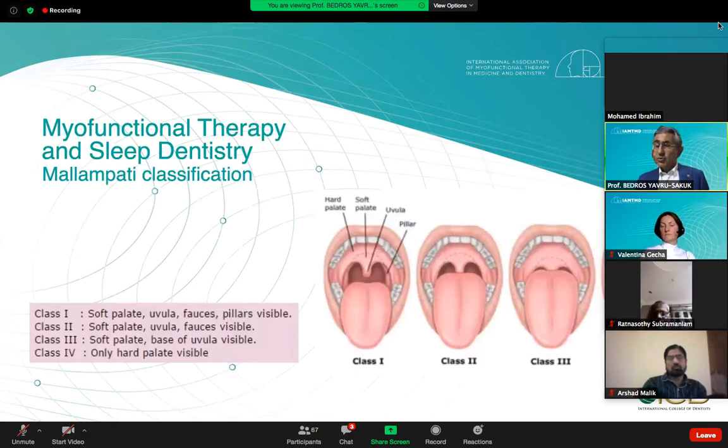As you know, there is a classification for the throat obstruction with the Mallampati score from class 1 to class 4, based on the degree of visibility of the hard palate, soft palate, uvula, and the pillars, beginning from normal view of the throat, which is class 1, and gradually the throat is obliterated by the tongue, and class 4 is a complete obliteration.